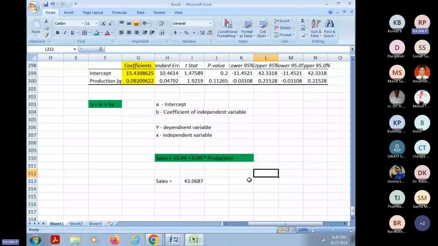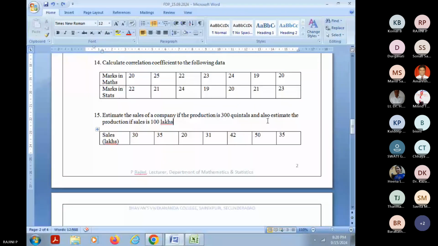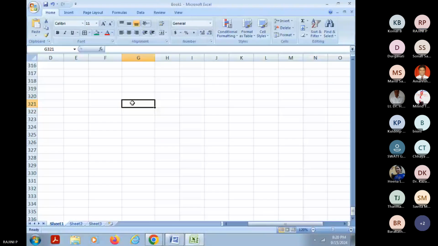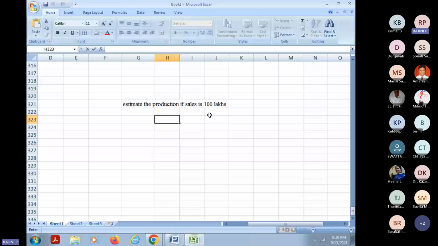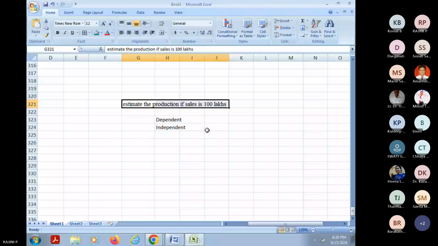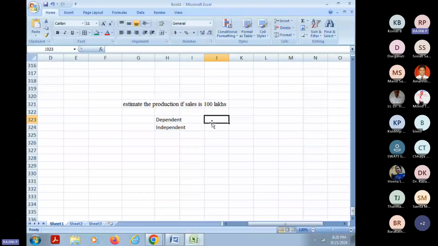So now I'll be showing you another question. Please let me know how to do this. Tell me what is the dependent variable and what is the independent variable. Read the question carefully, ma'am. Production is dependent. Very nice. Next, independent is what?